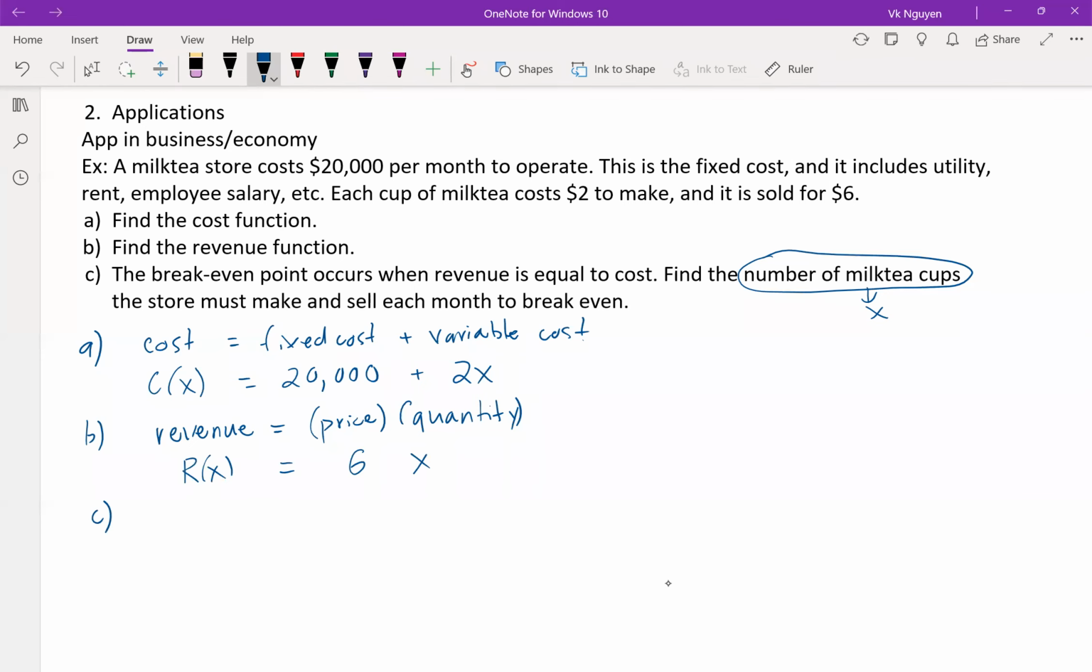In order to figure out the break-even point, we set revenue equal to cost. So revenue equals cost: 6x equals 20,000 plus 2x. This is a linear equation. We can solve for x and figure out the number of milk tea cups to break even.